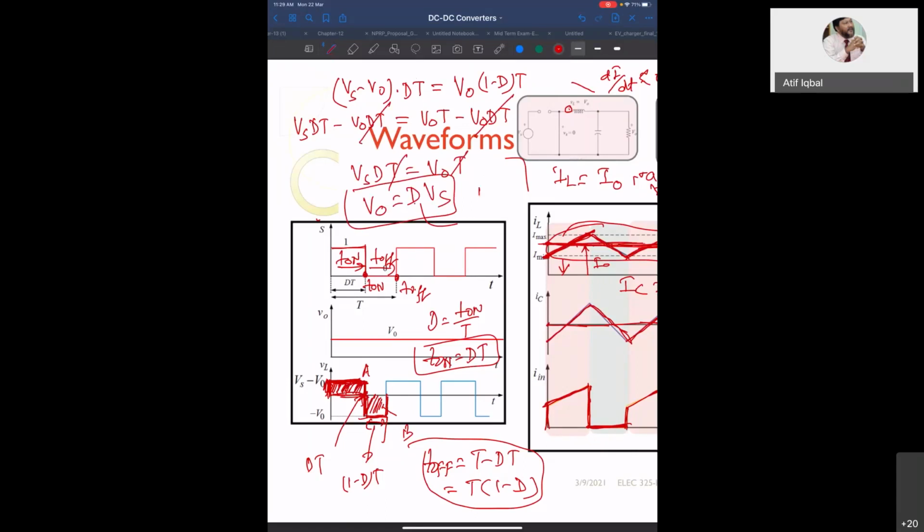Now, if you keep the duty ratio at, for example, 0.2, V naught will be equal to 0.2 of Vs, that means 20% of the input voltage. The maximum D you can go is 1, so the maximum value of V naught is equal to Vs. This is the maximum value you can get. But all the time you will get V naught less than Vs because your D is less than 1. This is the operation of the buck converter. Any question here?